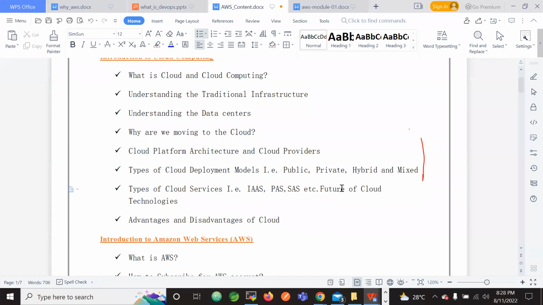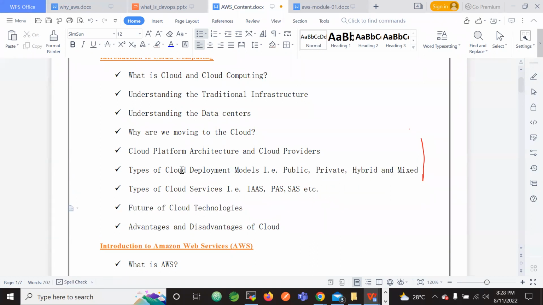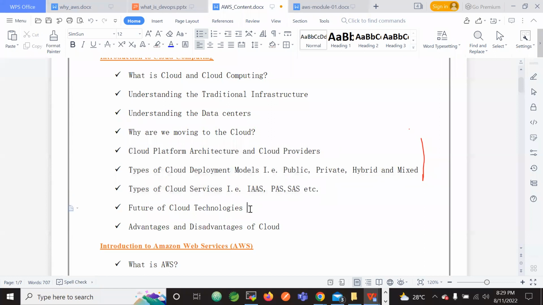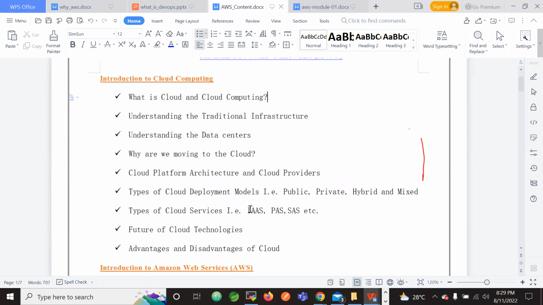What I mean is, we must know about these deployment models and then cloud services. Very important. These three concepts are the backbone of your cloud learning. We have to get very, very accurate clarity on these three concepts. However, the future of cloud technologies, let us see. And then the advantages and disadvantages of the cloud we will see. So this is module 1 in our course content.